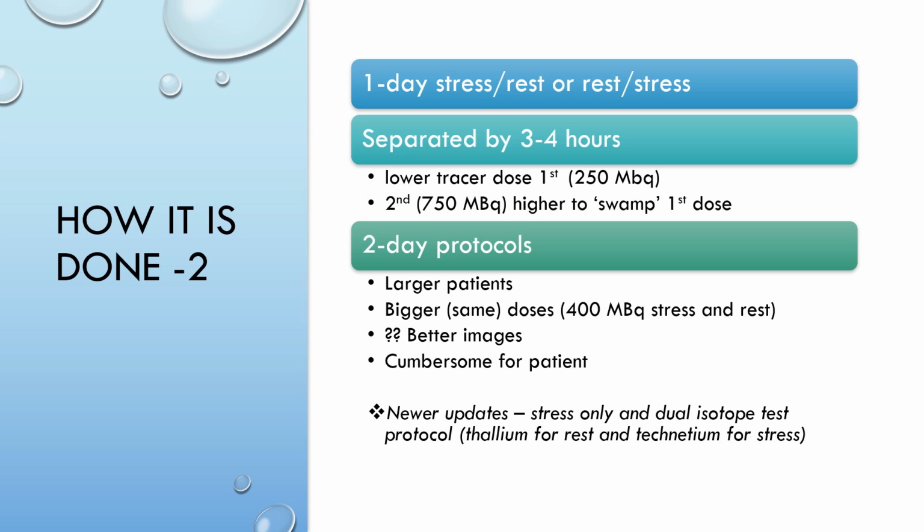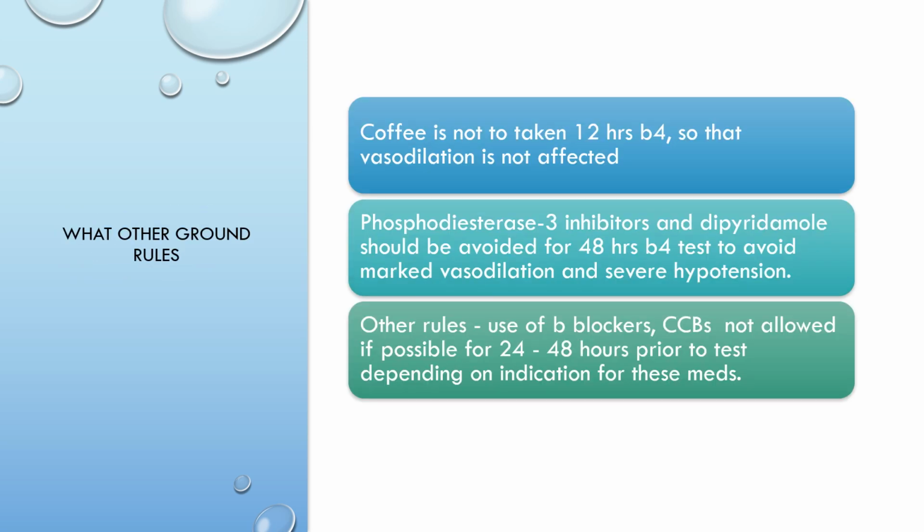Now, newer updates of these protocols. It's said that we can get away with just a stress-only protocol. After all, if the stress study is normal, then it shows that there's good myocardial perfusion. So what do we need the rest for? So that is the argument. And currently, there are also moves to have dual isotope test protocols. For instance, you could have thallium for rest and technetium for stress.